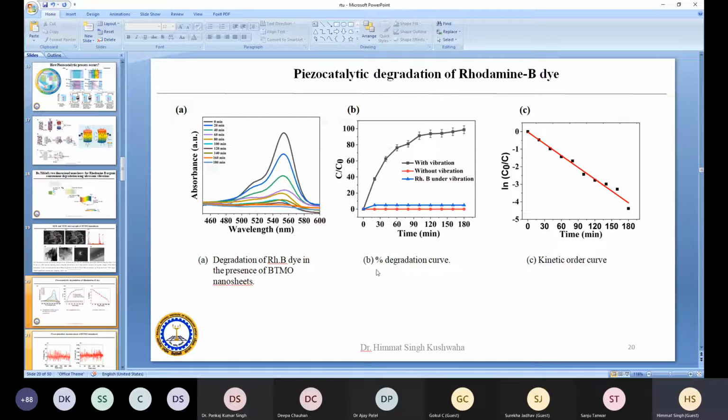And in this control study, you can see that when we place the rhodamine B under vibration without any catalyst, there is no significant degradation. And when we add the catalyst with this vibration, there is significant degradation with respect to time. So this is not C by C0, it's the percentage degradation. And this kinetic curve follows first-order kinetics for the piezocatalytic degradation of rhodamine B using ultrasonic vibrations.